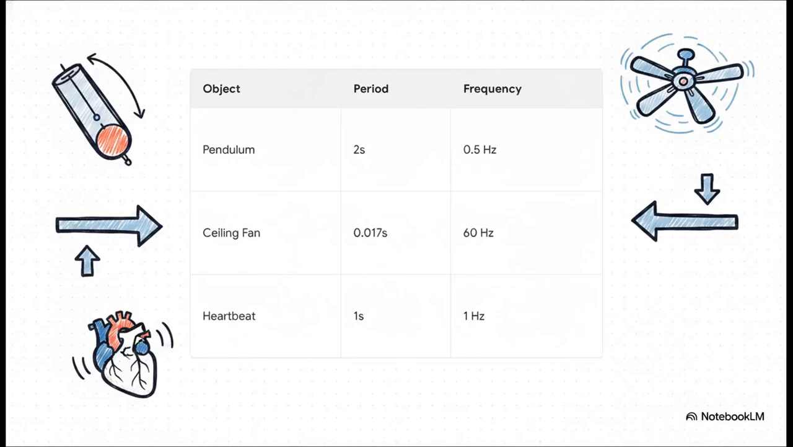To put that into perspective, let's look at how these concepts mirror each other in everyday life. Take a pendulum. A 2-second period means a frequency of 0.5 hertz, so half a swing per second. Or a ceiling fan rotating 60 times a second. That's a frequency of 60 hertz, making its period a tiny fraction of a second, about 0.017 seconds. And finally, a resting heartbeat with 1 beat per second gives us a period of 1 second, and perfectly, a frequency of 1 hertz. You can see they're exact mathematical opposites. When the period goes up, the frequency goes down.